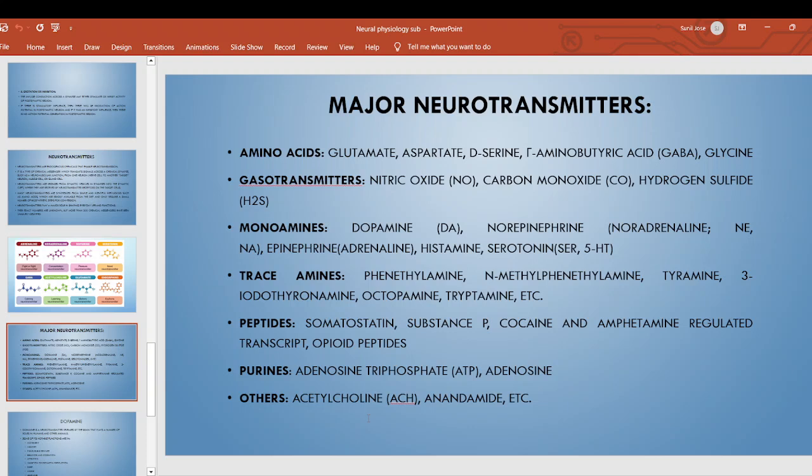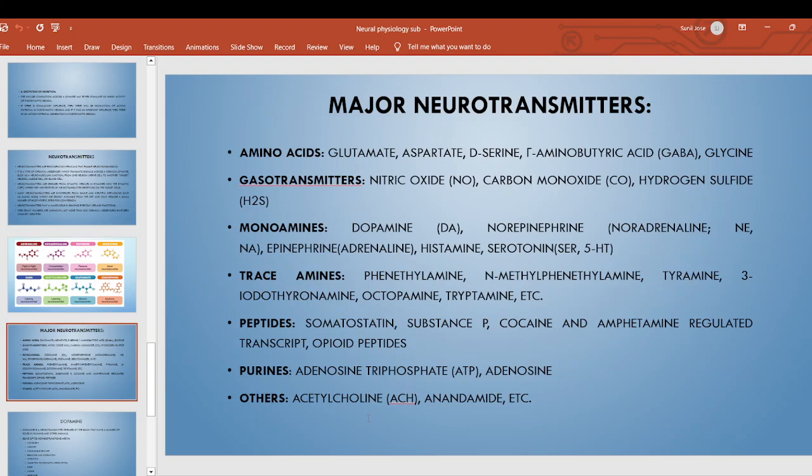That is why it is able to change the way the person is thinking. It is influencing our brain. Then amphetamine. Amphetamine is also a drug. Then somatostatin, it's a type of hormone. Then substance P, another neurotransmitter. So different types of neurotransmitters are there which are basically peptides.